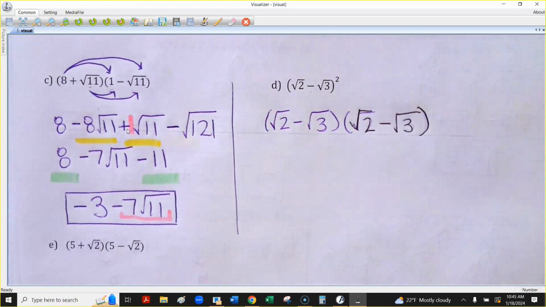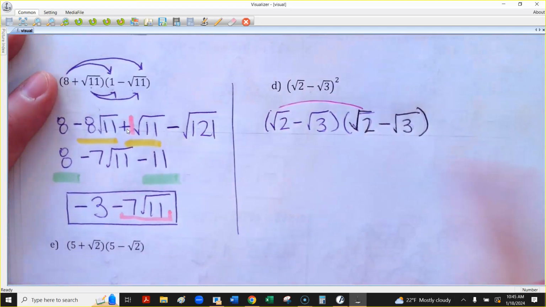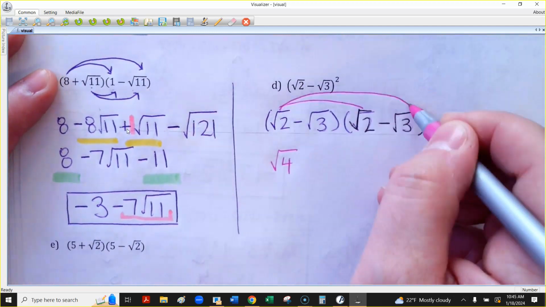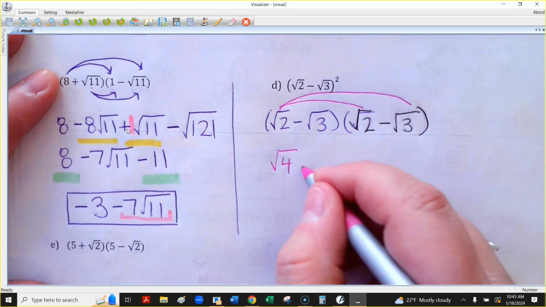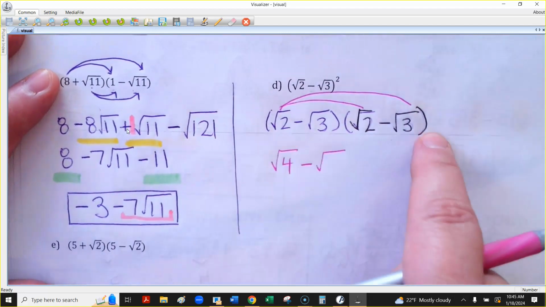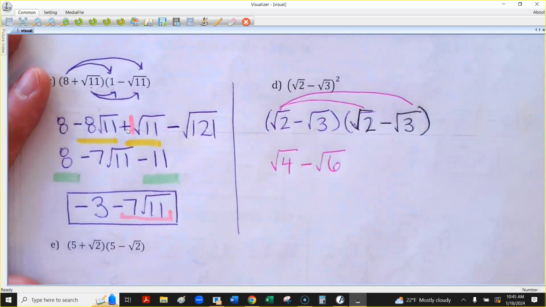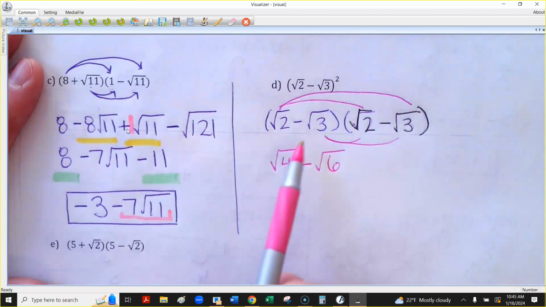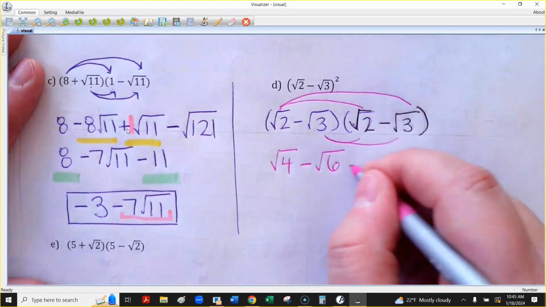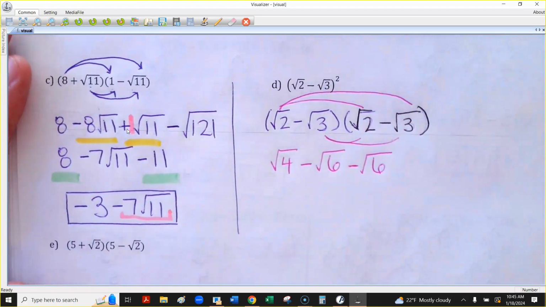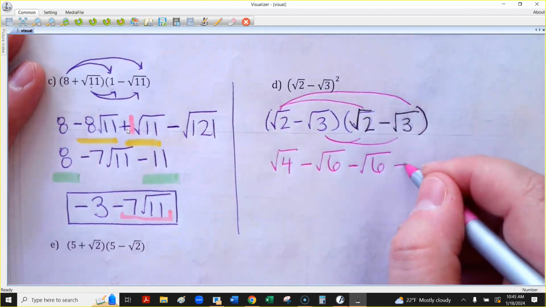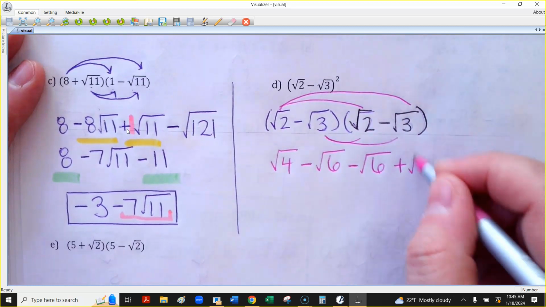So, when you multiply, okay, square root of 2 times square root of 2 is square root of 4. I'm just going to wait a second to simplify that. Square root of 2 times the negative square root of 3 would have a subtraction sign. 2 times 3 would be a 6 under the square root. Then I'm going to multiply both of these by negative square root of 3. So negative square root of 3 times 2 is negative square root of 6. And then negative times a negative for this last term is going to make a plus. And then root 3 times root 3 would be root 9.